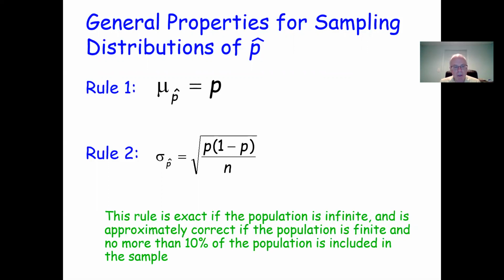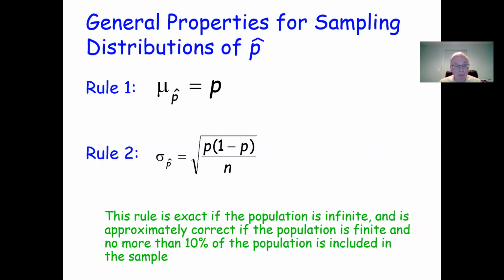The standard error of p-hats, the standard deviation of the sampling distribution of p-hats. Kind of fancy, right? The square root of p. Now, what is p here? P is the population proportion, right? All of this is inside the square root: p, the population proportion, times 1 minus p, divided by n, all inside the square root. That is the standard error for a sampling distribution of p-hats.